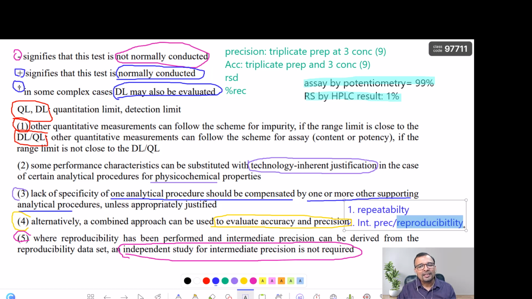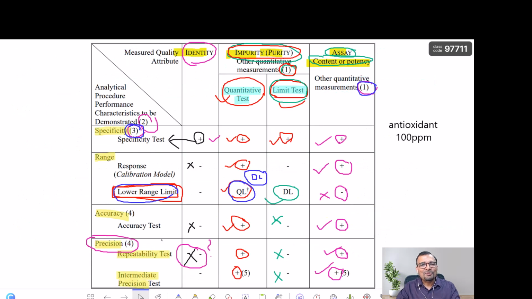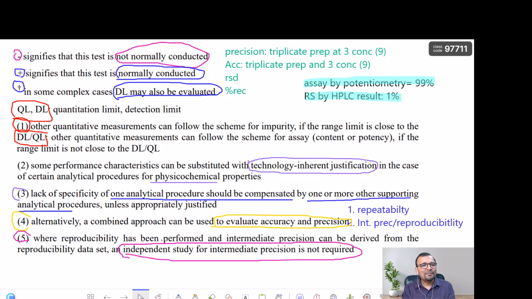So what is important? Repeatability is a must, isn't it? But either you can perform intermediate precision or you can perform the reproducibility. If you perform intermediate precision, then reproducibility is not required. If you perform reproducibility, then again intermediate precision is not required. This is the meaning of the last point, point number 5. So I hope you understand the performance characteristics of different types of test procedures, and especially how to identify these annotations, the meaning of the different signs provided in this particular table.